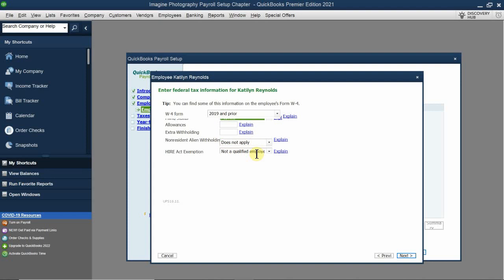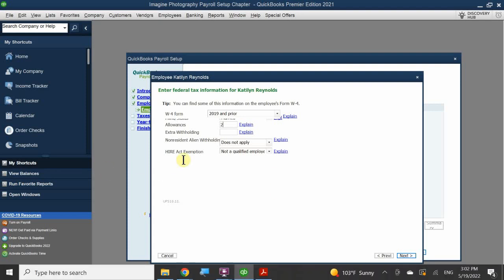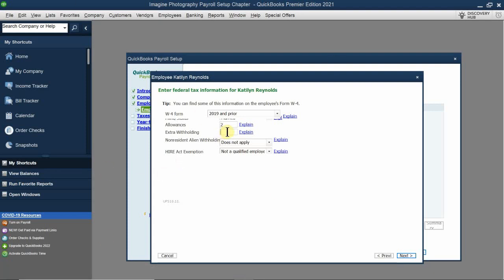Okay. And let's see, how many withholdings does she have? 2, or allowances, and then any extra withholdings? No. So she's probably claiming that she's married is one of the claimings that you can do, and then maybe the second one is she might be claiming one child. Okay, so there you go. All right, and then I can go ahead and click next.